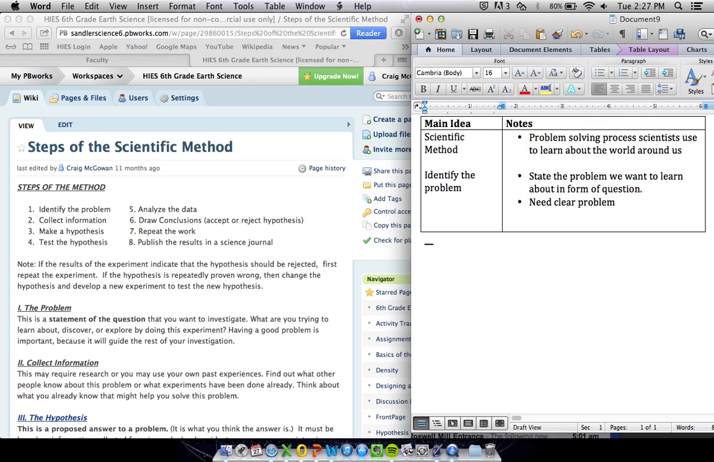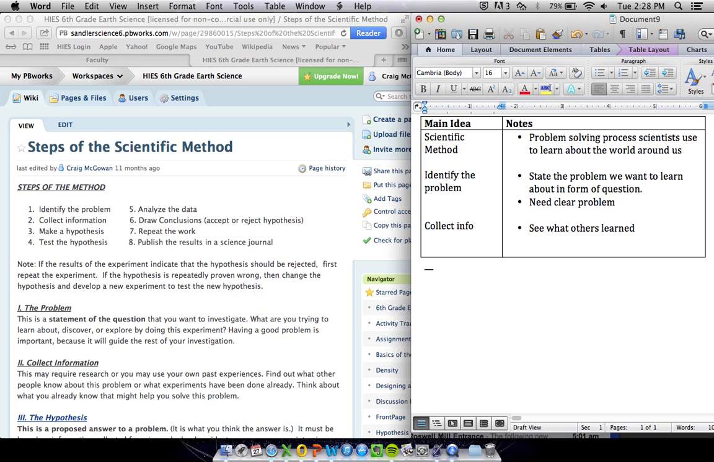So our next step is to collect information. Alright, when we collect information, we are going to be looking to see what others have learned about our problem, right? Maybe it turns out that other people have done this research before. Maybe there's not as much that we need to do. So we want to see what others have learned, all right? And we want to know if there's anything we could add on to that information.